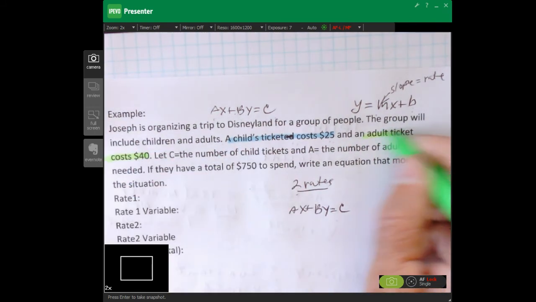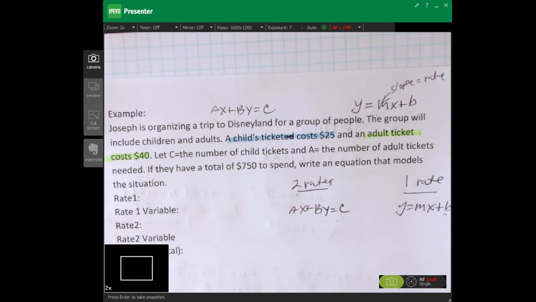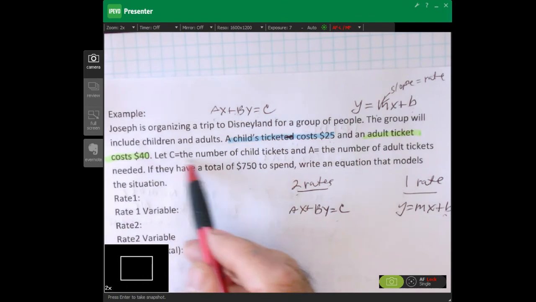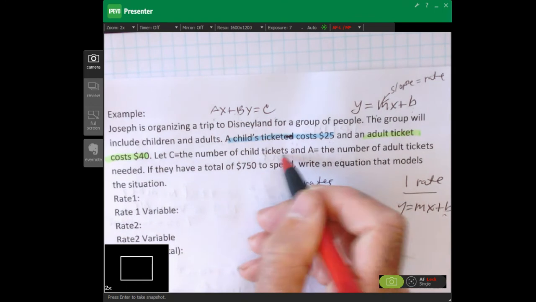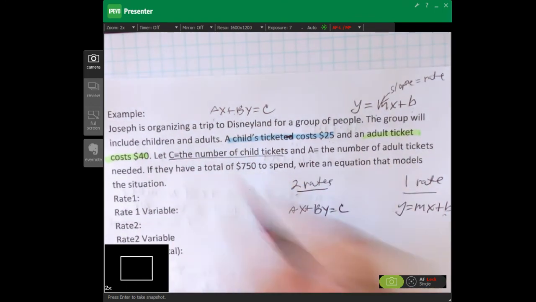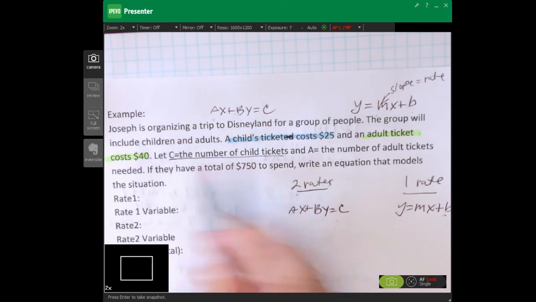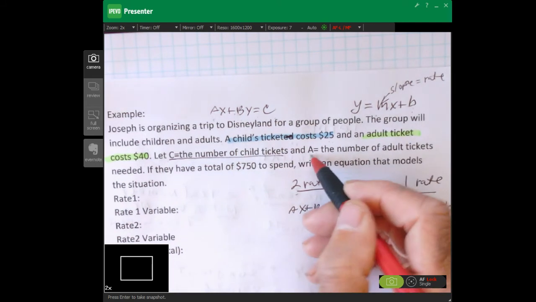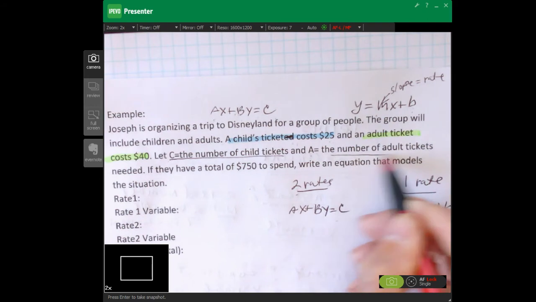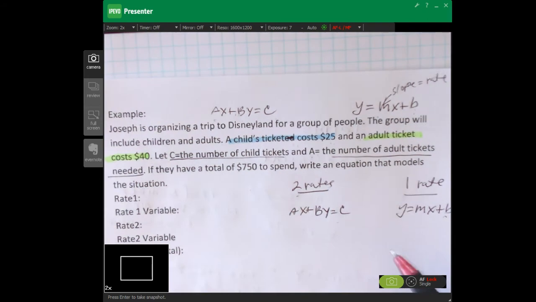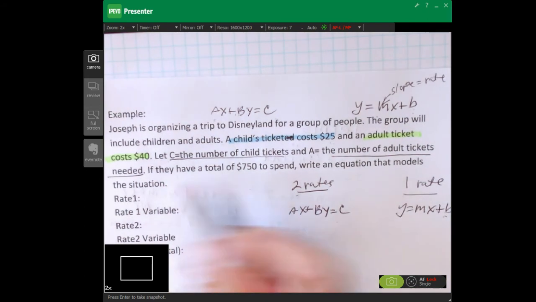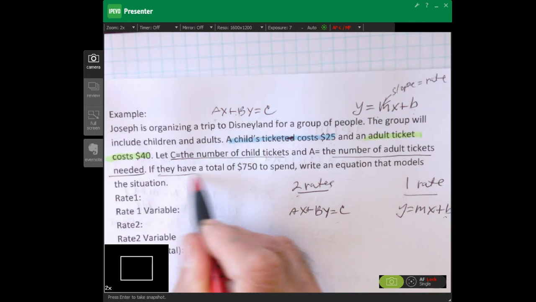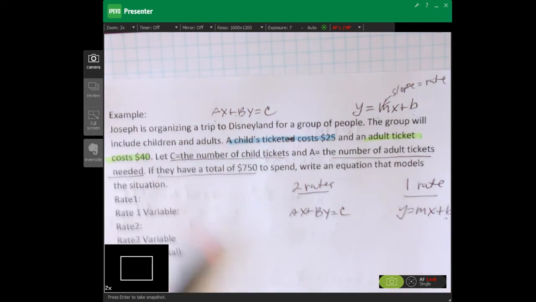So I'm going to underline that. Okay. Let C equal the number of child tickets. Okay. We have a variable, and then it describes the variable, so it's equal. And then same thing over here. We have another variable, and it describes the variable. And then they have a total of $750 to spend.